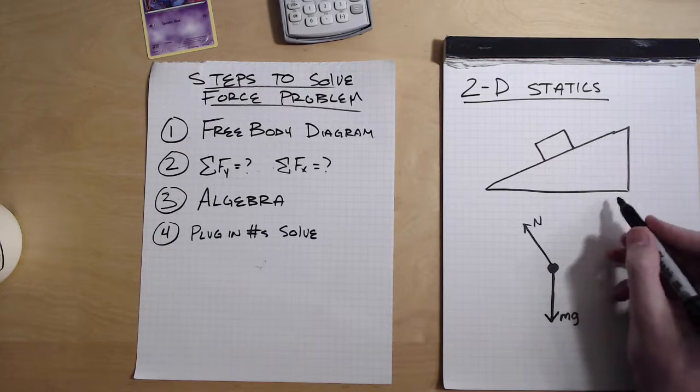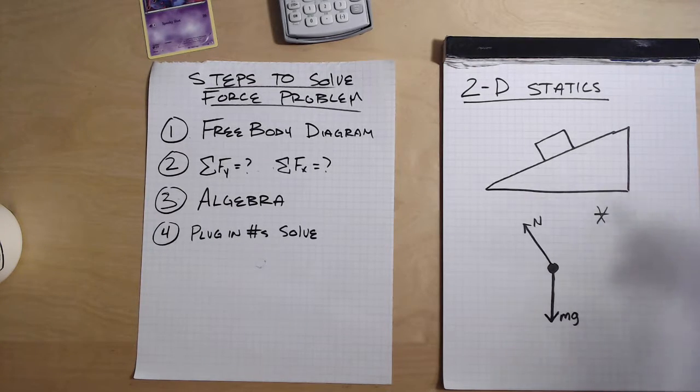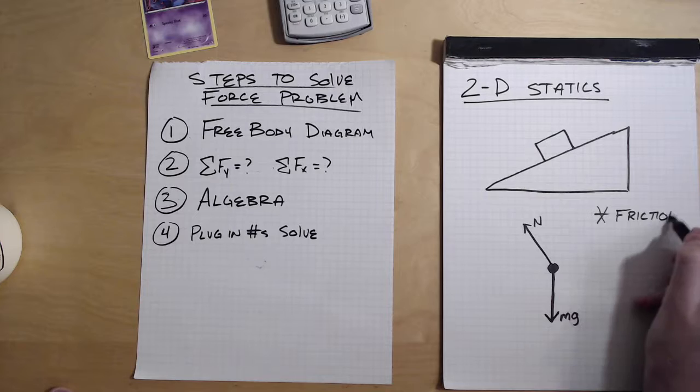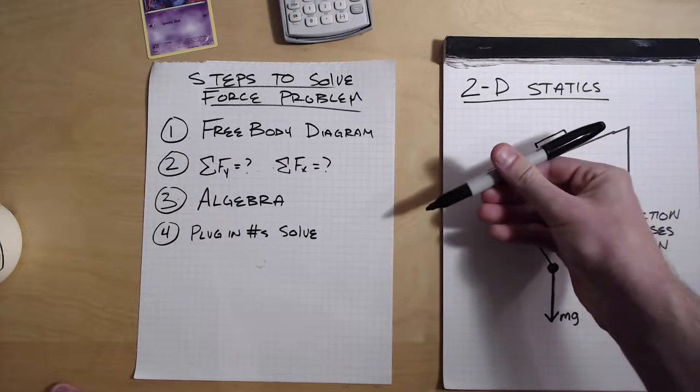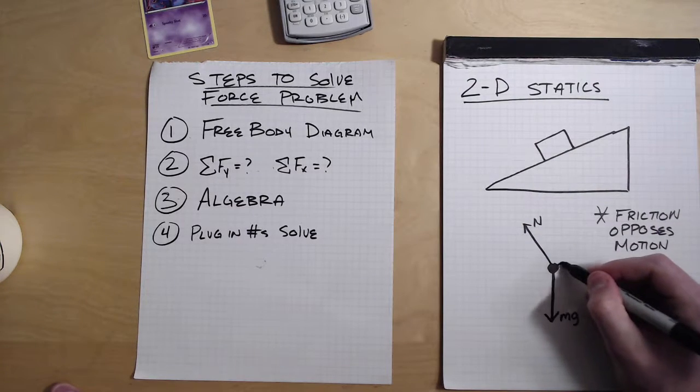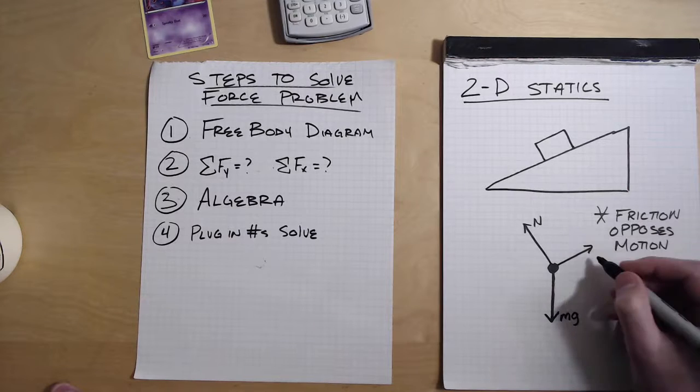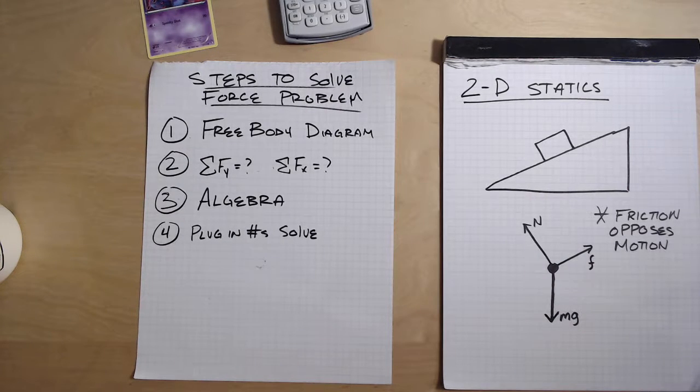So we need to remember one thing important about friction. And that's friction always goes the opposite direction of the motion. So if our box wants to slide this way, it means that friction must be going up the incline. And of course, I'm going to label this with a fancy F for friction. Okay? And because the box is not moving, we're going to call it static friction. Okay? It's the static friction force that we want to use. We drew our free body diagram. Now, we need to sum up the forces in both the x and the y direction. So let's go ahead and do that quick.